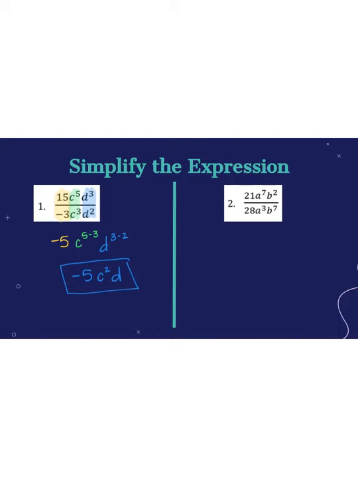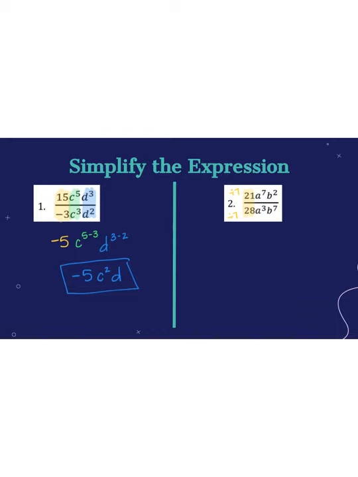Okay, number 2, we have 21 a to the 7th b to the 2nd, divided by 28 a to the 3rd b to the 7th. Okay, so when I do this, I'm going to start with my coefficients. My coefficients are 21 and 28. Well, we can't divide 21 by 28. Nothing's going to come out evenly. It's going to end up being a decimal number, and we don't want a decimal number. So we have to think, what number will go into both 21 and 28? Well, I know 7 will go into both numbers, so I'm going to divide the top by 7. If I divide the top by 7, I also have to divide the bottom by 7.